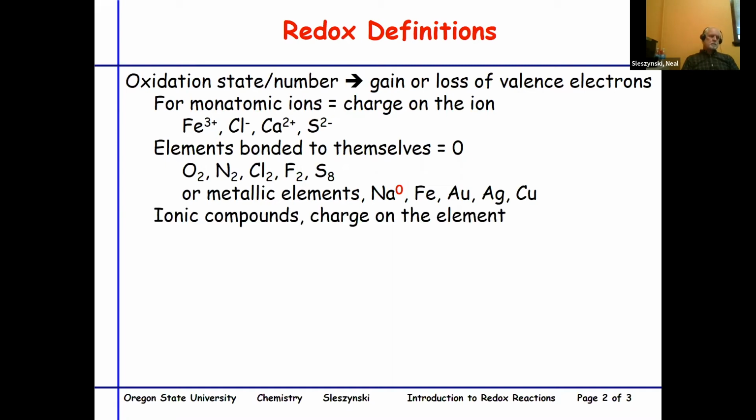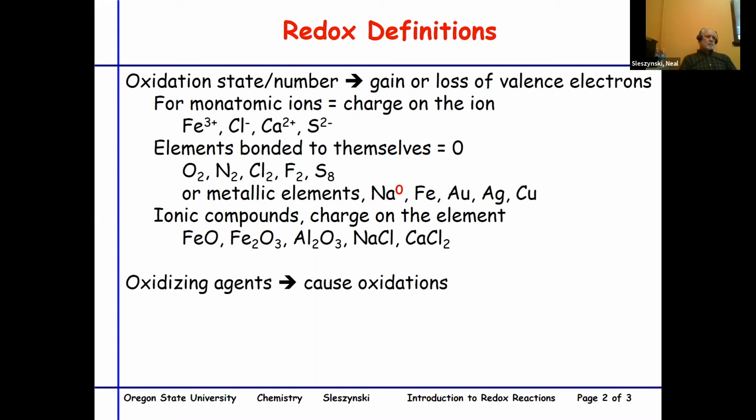In ionic compounds, the charge on the element is the oxidation state. So in FeO, the charge on iron is +2. In Fe2O3, the charge on iron is +3. Aluminum oxide Al2O3, the charge on aluminum is +3. Sodium chloride, the charge on sodium is +1, the oxidation state is +1. The charge on chloride is -1, the oxidation state is -1. In calcium chloride, the oxidation state for chloride is still -1, the oxidation state for calcium +2.